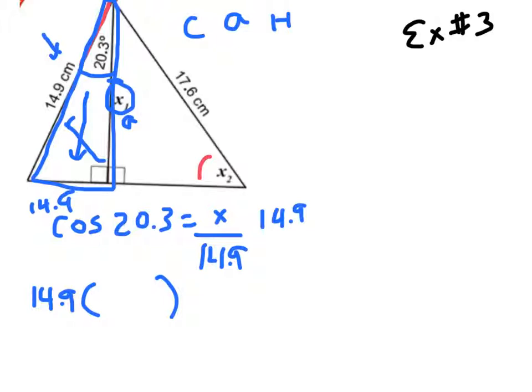Cosine 20.3 in my calculator gives me 0.9378. These guys cancel. You get x. 0.9378 times 14.9 gives me 13.97.